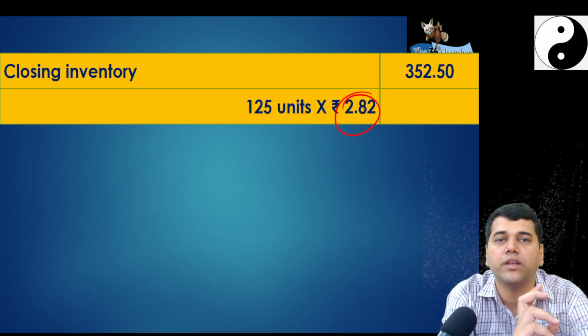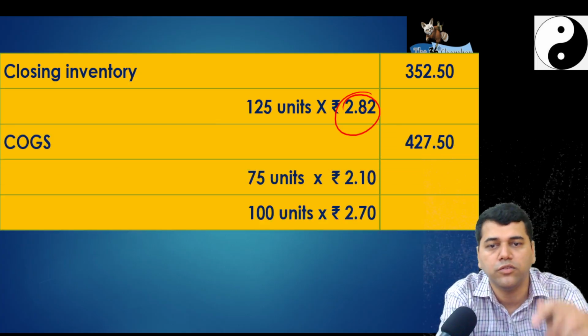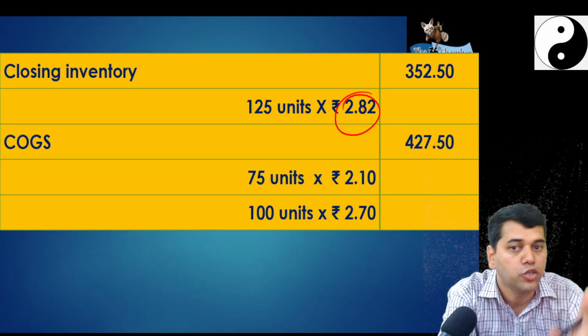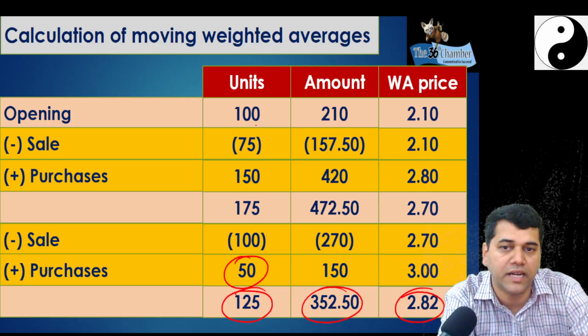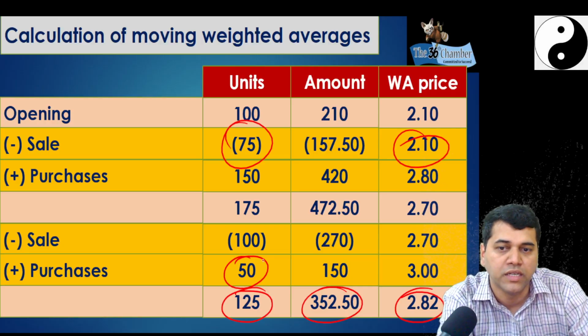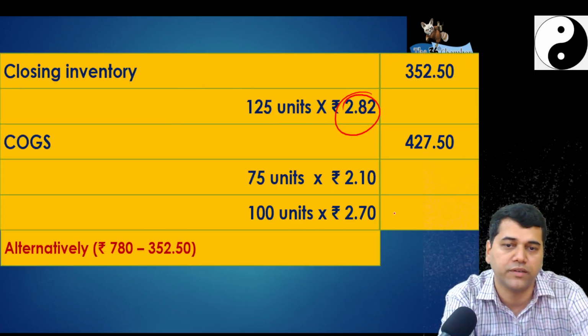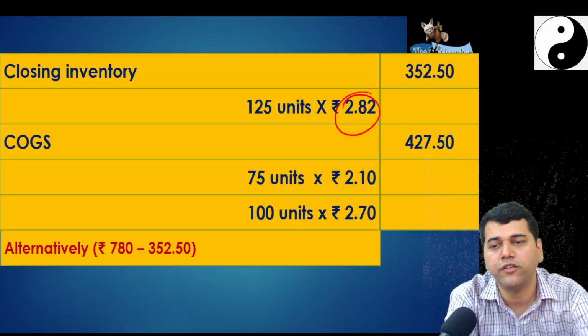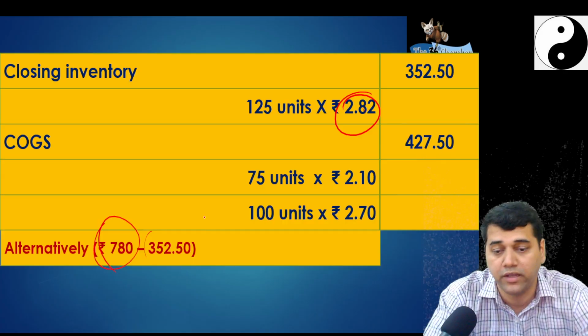This is more like your perpetual inventory system. What is your COGS? Simple. You have got two issues, two sales happening. Those two sales were valued at what price? See, first sale here at 75, valued at 2.1. Second is 100 at 2.7. So you take this 2.7 and 2.1 and you get this. Alternatively, you can always do this: 780 total minus the value of the closing stock. I hope you are very clear.